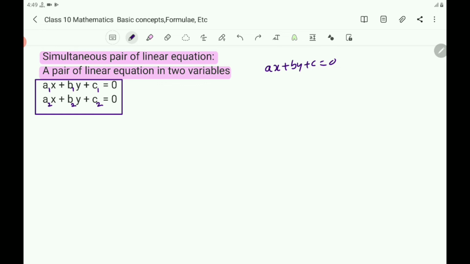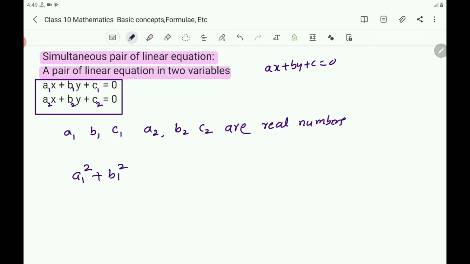And the conditions: a1, b1, c1, a2, b2, c2 are real numbers, and a1 square plus b1 square is not equal to 0, and also a2 square plus b2 square is not equal to 0.